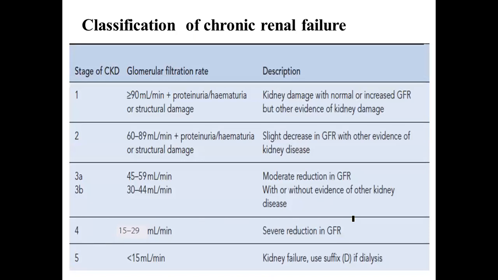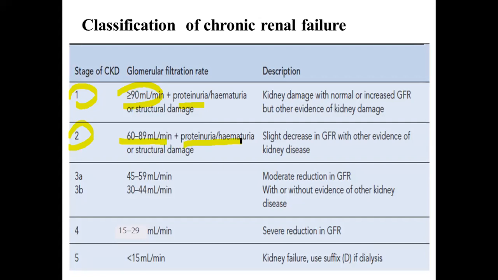When you look at the classification of chronic renal failure, it can be classified into five categories based on the proteinuria as well as GFR. Stage one is mainly GFR above 90, but there must be damage in the kidney characterized by proteinuria, hematuria, or structural damage. Then stage two is if the GFR is between 60 to 89, still with proteinuria or hematuria, which indicates there is damage in the kidney.